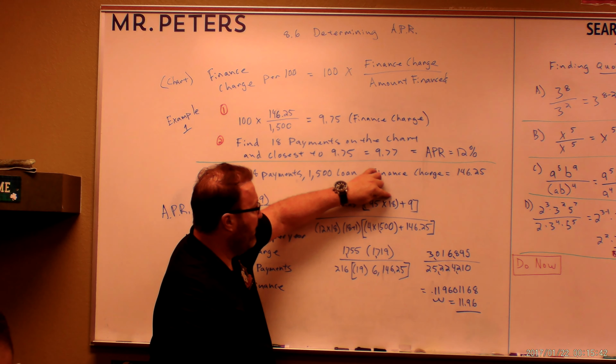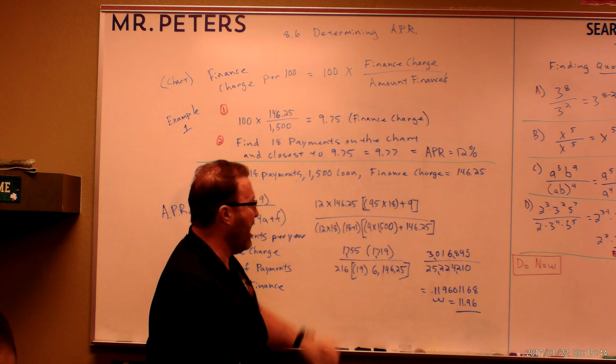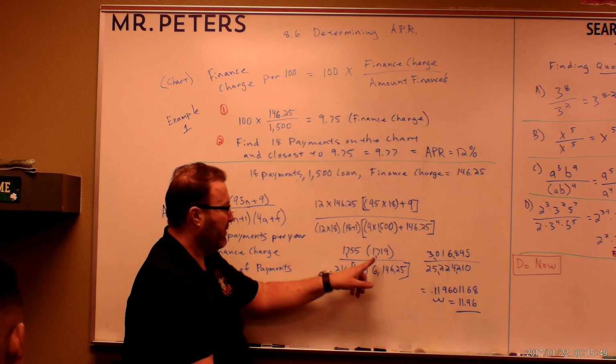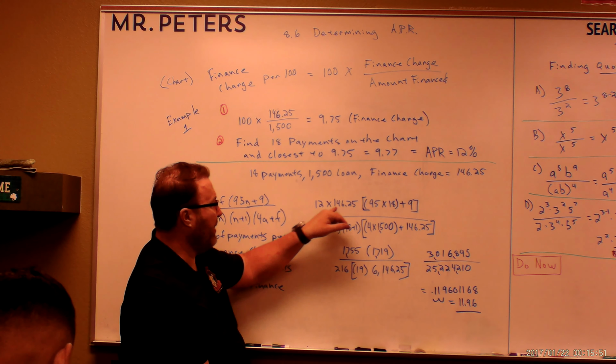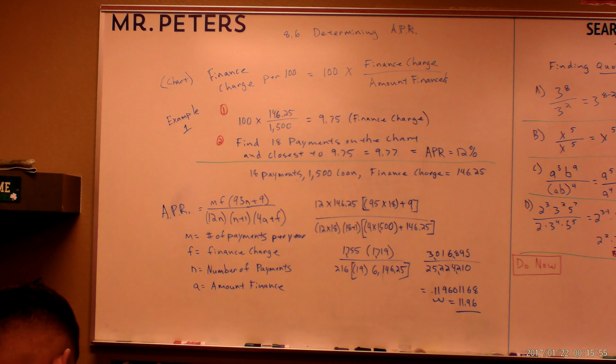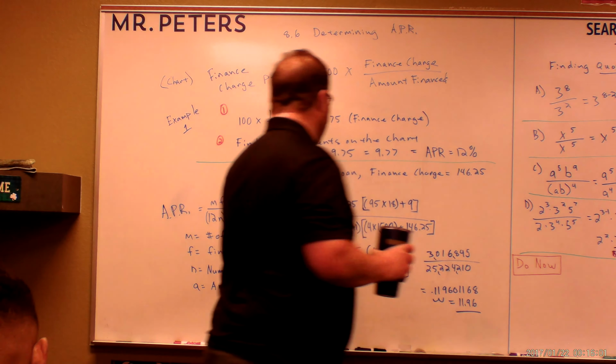Take 95 times 18 and then plus 9. Tell me what your answer is. 1,719. Okay, now we're going to take 12 times 146.25. Tell me how much that is. What is it again? You're taking 12 times 146.25.